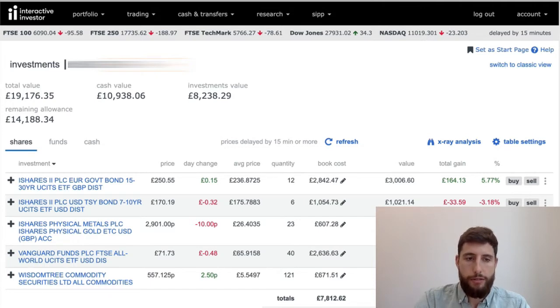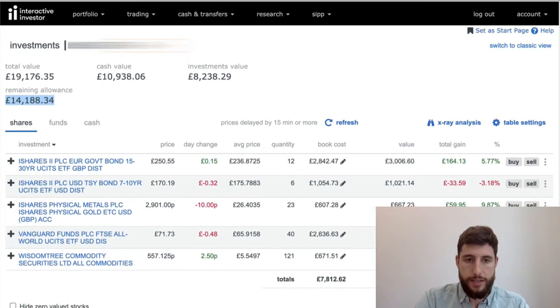Remaining allowance is referencing the ISA. So £14,188 is left to be able to put in the ISA account tax-free, so we can still be putting more money in, which is awesome. It also shows us that it's less than 20,000, so we've been using some of it. So this is a good indication that in this particular account, it's being invested in regularly to be able to make the most of that ISA.